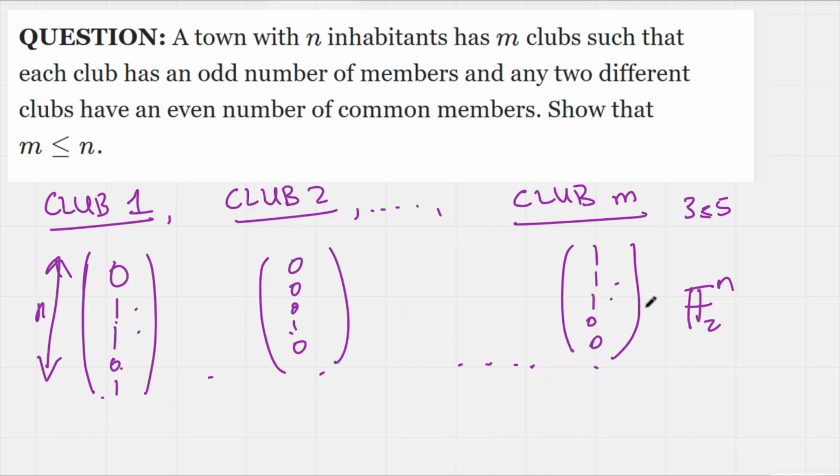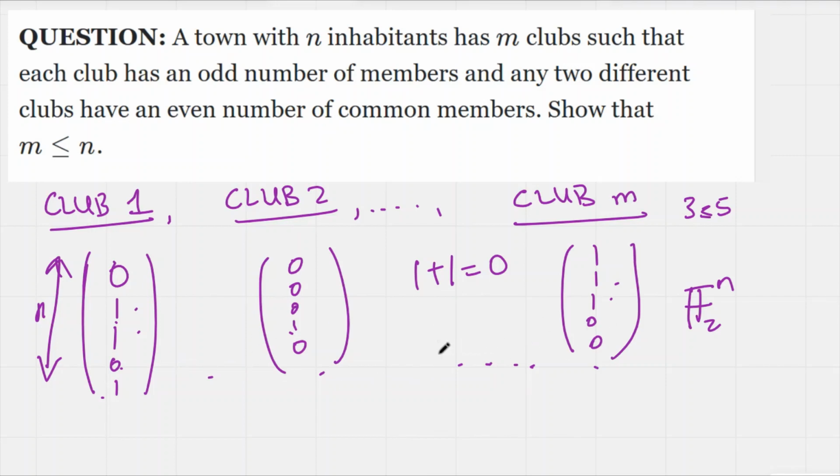And the key thing about this vector space is that when you add up two vectors, you only really consider the result mod 2. So in particular, 1 plus 1 equals 0 when you're working over F2. Now, what does it mean for these m vectors here to be linearly independent?